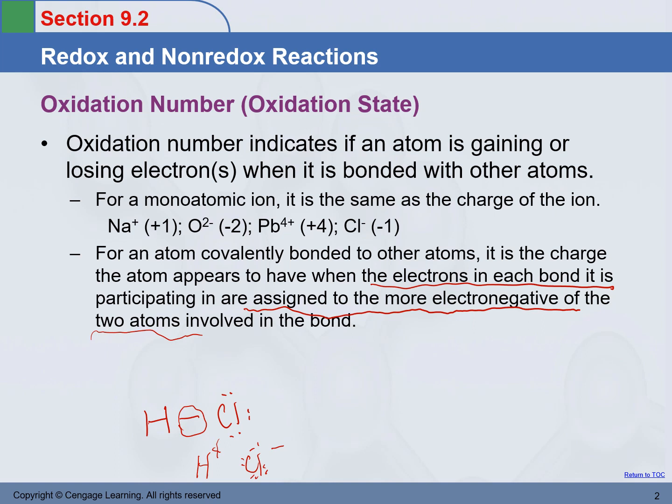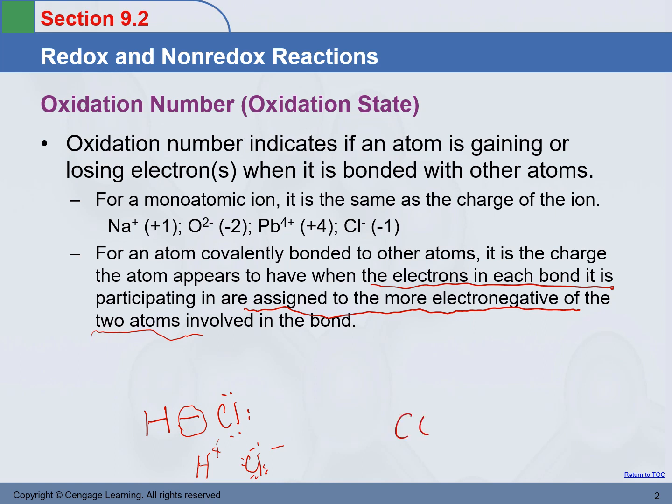So if that is the case, hydrogen will appear to carry a 1 plus charge, chlorine will appear to carry 1 negative charge. As a result, we will say chlorine's oxidation number is -1, hydrogen oxidation number, in this case, +1.